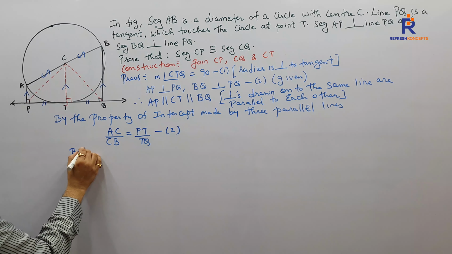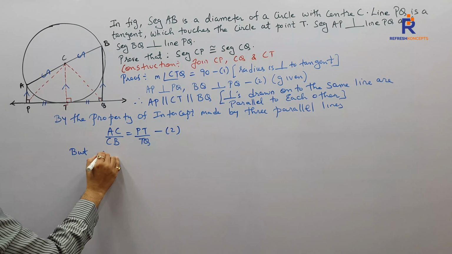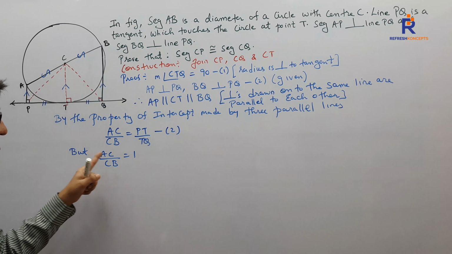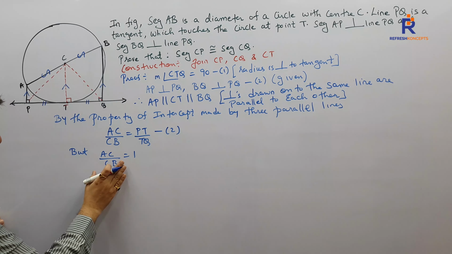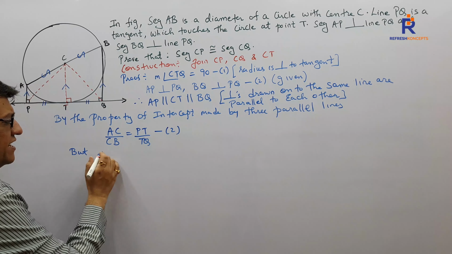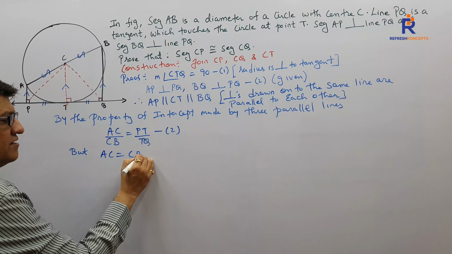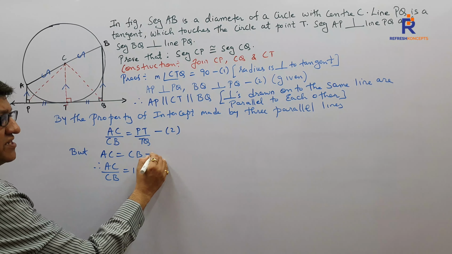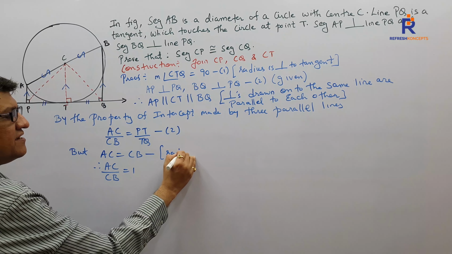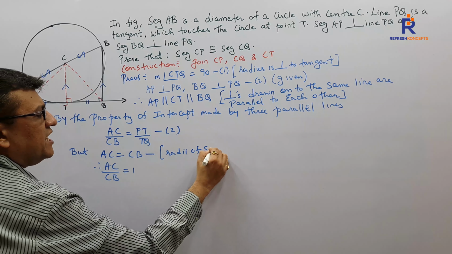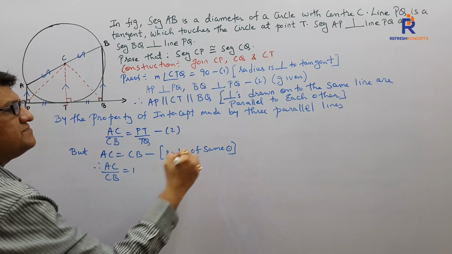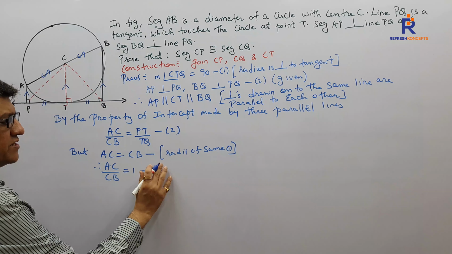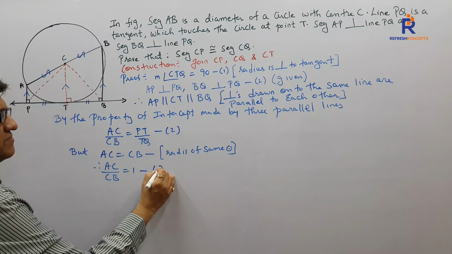But AC by CB is equals to 1. Why? Because they are equal. So if you want, you can first write down AC equals to CB. Therefore, AC by CB is 1. What is the reason for this? Radii of same circle. Let this be equation number 3.